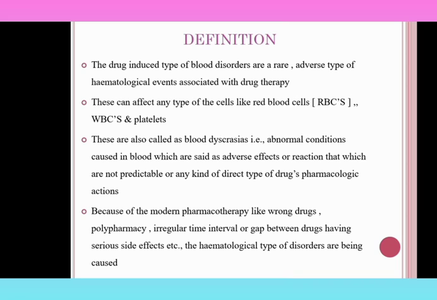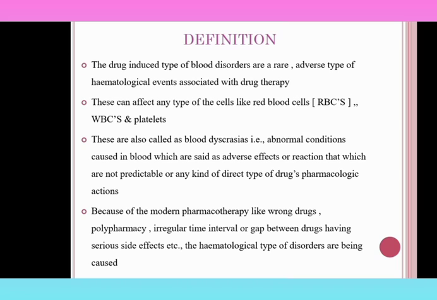So these are the different types of cells affected by drug-induced blood disorders. These also have another name, called blood dyscrasias. Why is it called blood dyscrasias? It is known as abnormal conditions caused in the blood, which are adverse effects or reactions that are not predictable, meaning they can't be predicted beforehand, and also any kind of direct pharmacological action, like a direct side effect. So that's why these are called blood dyscrasias.